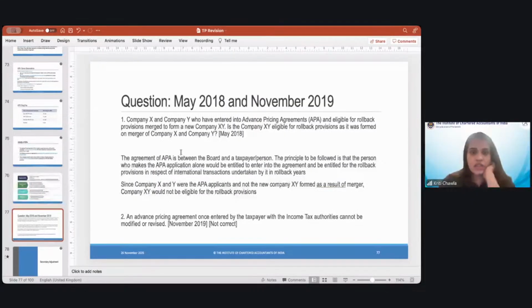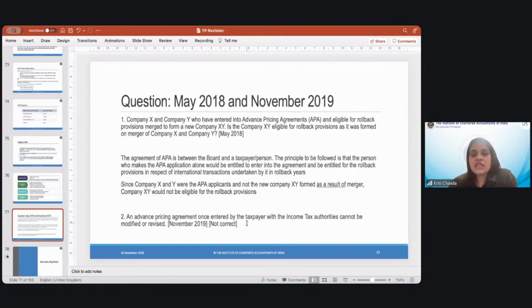Okay, so if you look at the first question right here, this is where it says that company X and company Y have entered into an APA, and they are eligible for rollback provisions also, and they are merging to form a new company XY. Now, will this provision be available to XY? Well, no, this will not be available to XY, because there is a change in critical assumptions, a change in facts, etc. And because the APA was available to X and Y separately, it's not going to be available to XY, which is basically the merged company.